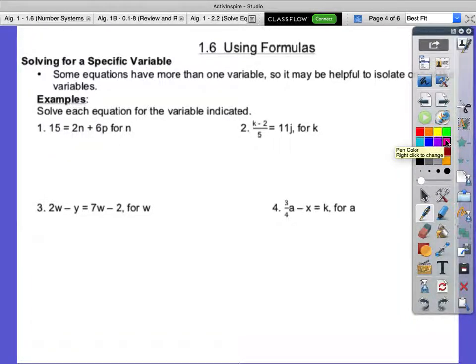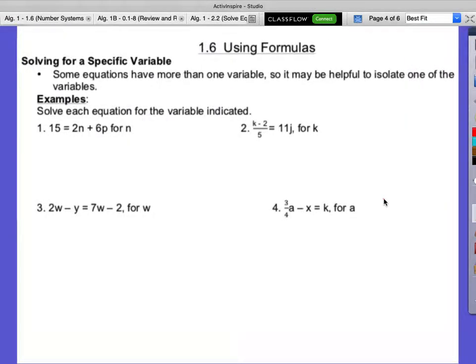This is a largely algebraic concept in nature, but we're reviewing it here in geometry because it's very useful as we move forward, to know how to use formulas and manipulate them, okay? Okay, solving for a specific variable.